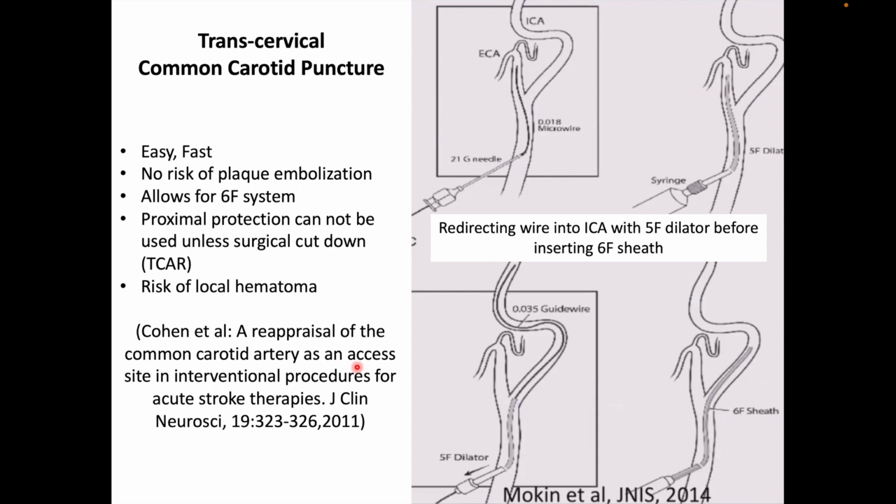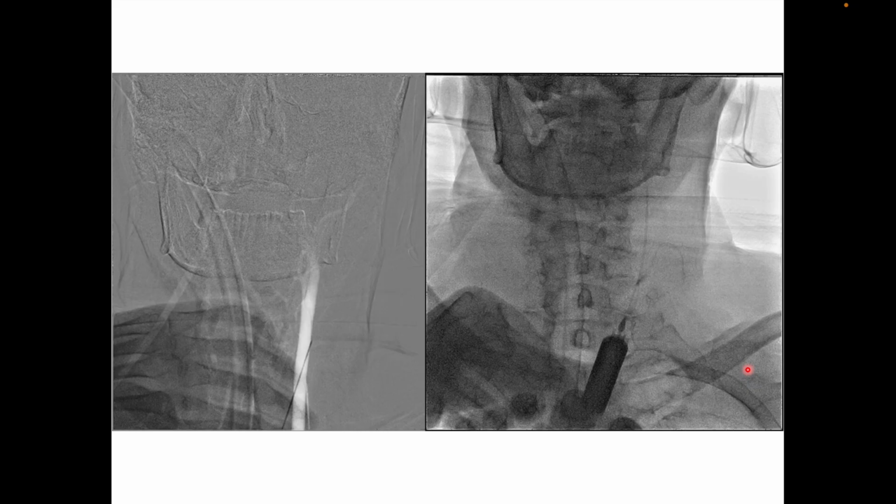I prefer to use a micropuncture kit initially to puncture it. So the diagrammatic representation is that you take a needle, you take the wire in, and especially if you want to do a stroke intervention, you need to go into the internal carotid artery. So the best is to take your wire and try to redirect it into the internal carotid artery, and then you upgrade it to a 6 French sheath.